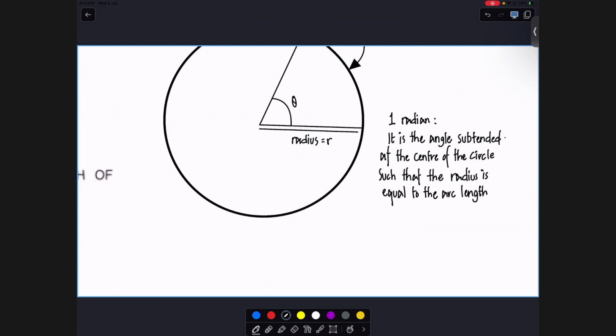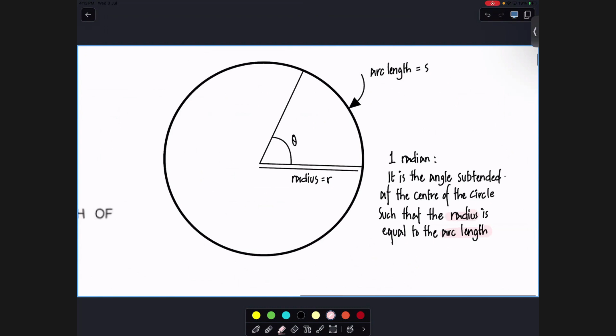Okay, so I'll highlight this. It is the angle subtended at the center of a circle such that the radius is equal to the arc length. সোজা কথা হচ্ছে, if this is equal to that, then this angle is referred to as what? 1 radian. Okay, so that's the official definition of a radian.